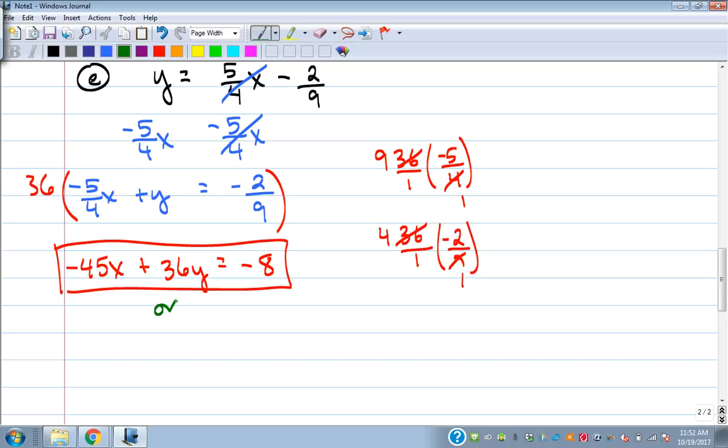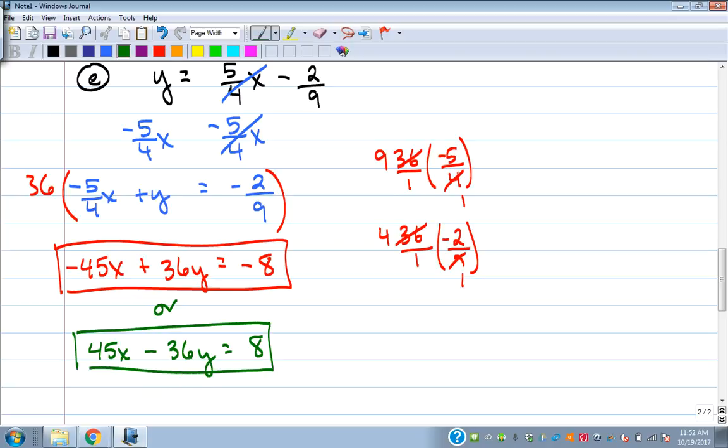What would be the other standard form that we could have? Yeah. Both of those are correct. Understand that they're both correct. You can stop at the red one if you want to, but understand the green one is also a correct answer. That it's also in standard form. Okay.